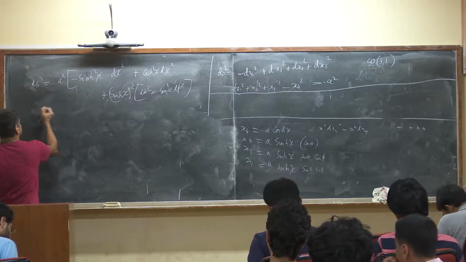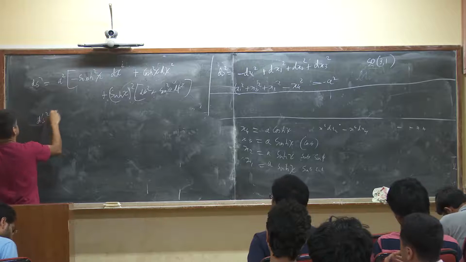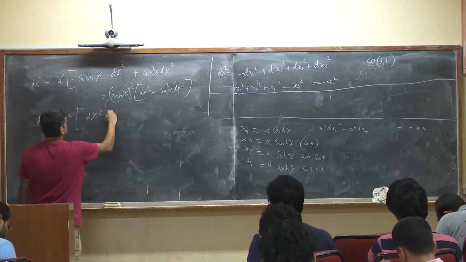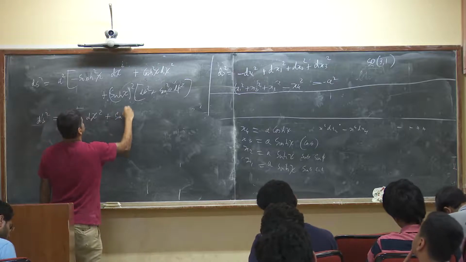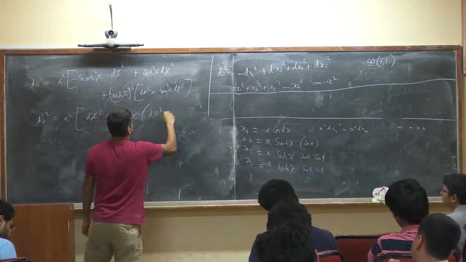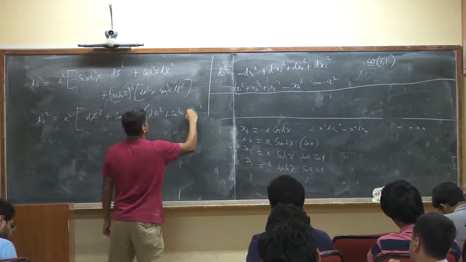So ds squared is equal to a squared times d chi squared plus sinh squared chi times d theta squared plus sin squared theta d phi squared.